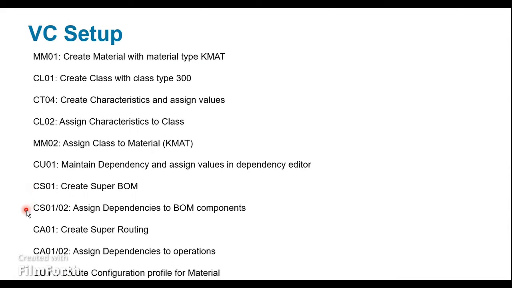And then in the super BOM, since we have already defined the components, we are going to assign these dependencies that we have created earlier for each of the components. And then we are going to say that if you pick this particular cycle, then only that component should be picked by the configuration program. In the same way, we are going to create a super routing. So super routing is similar to the super BOM, but here this is a routing where you basically define the complete set of operations that you need to manufacture both the variants. Okay, and then in a similar way we are going to assign the dependencies to these operations in the super routing as well.